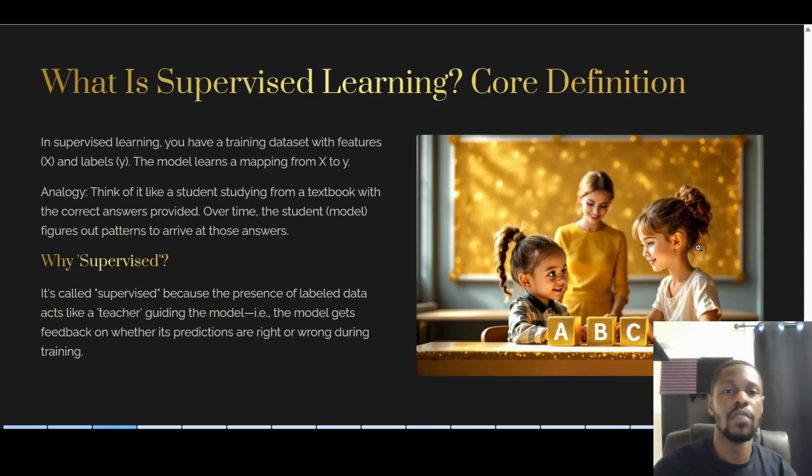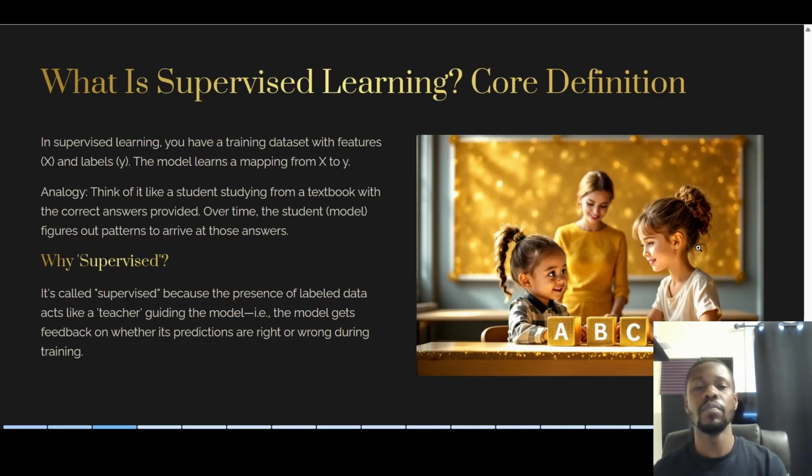So, first and foremost, what is supervised learning? In a nutshell, supervised learning is when you have a training data set for the model. So a training data set with features X and labels Y. And so the model learns by mapping X to Y. And so you can think of it like a student who is studying from a textbook, whereby the correct answers are already provided to them.